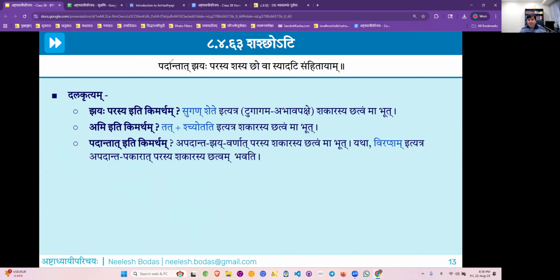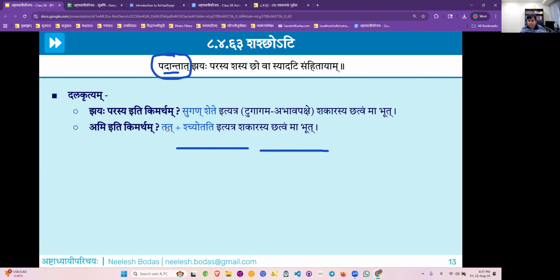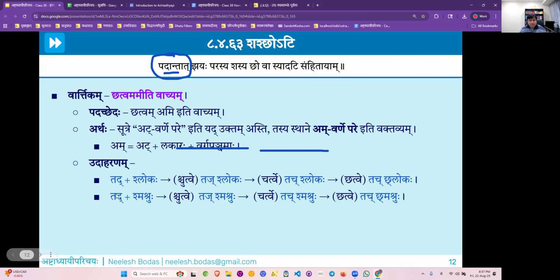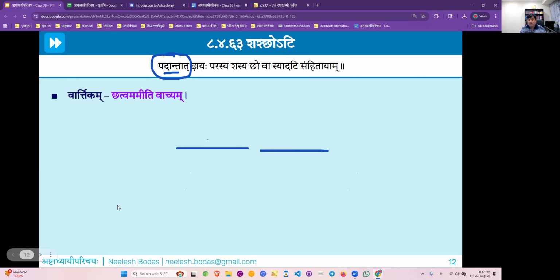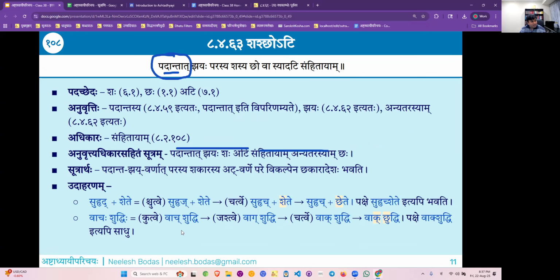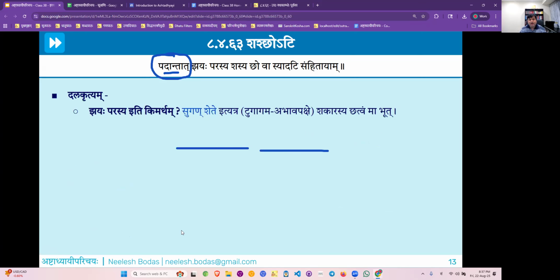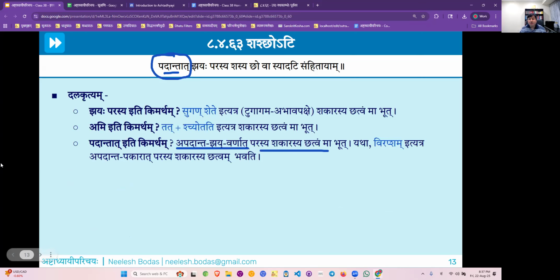The next point is also interesting. Padantat iti kimartham. Why are we using the word padantat? And the explanation is a little bit convoluted. That is the reason why this dalakrutyam is actually being discussed. सो अपदांत झय वर्णः अस्ति तर्हि तत्र तस्मात् परस्य शकारस्य छत्वं न भवति। सो पदांत झय वर्णः अस्ति चेत् भवति. In all the examples that we have seen on the previous slide, tada is a pada, tada is a pada because it is inside a samasa, or here also surud, vachaha, vach, all these are padas. So padasya sambandhena eva udaharanani asmabhih drishtani.